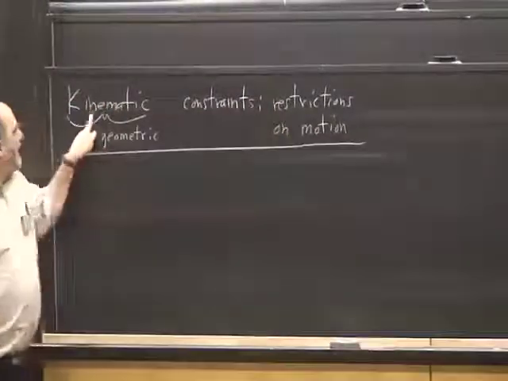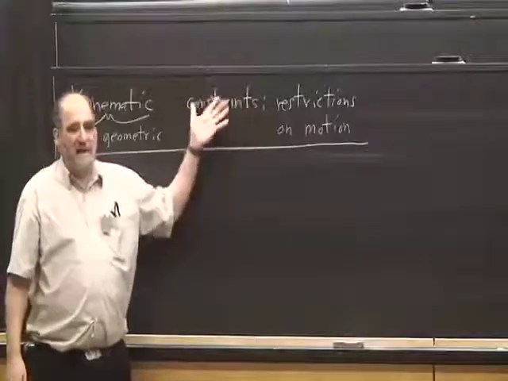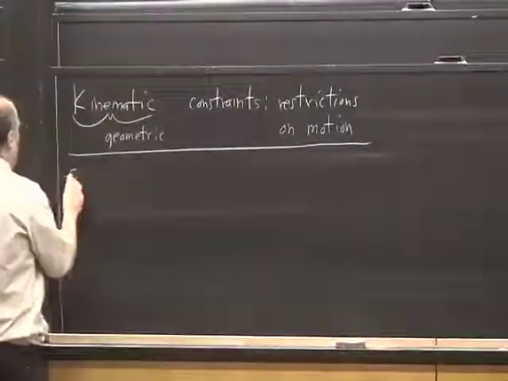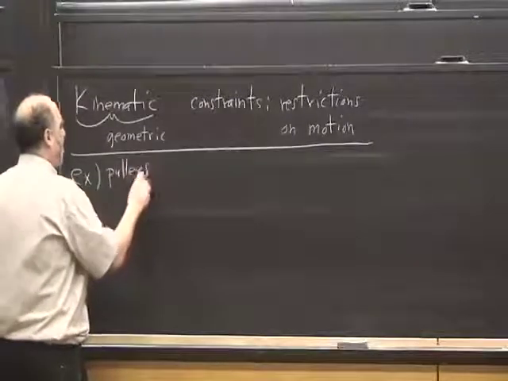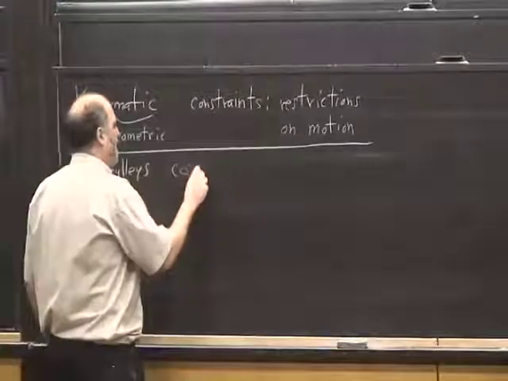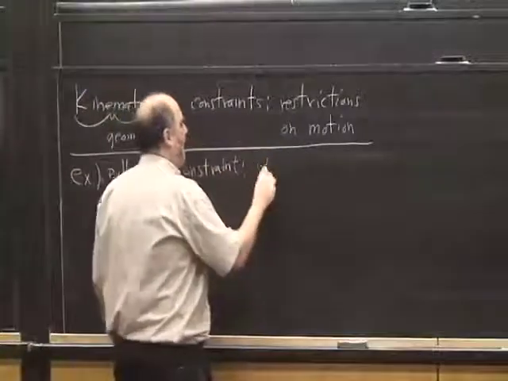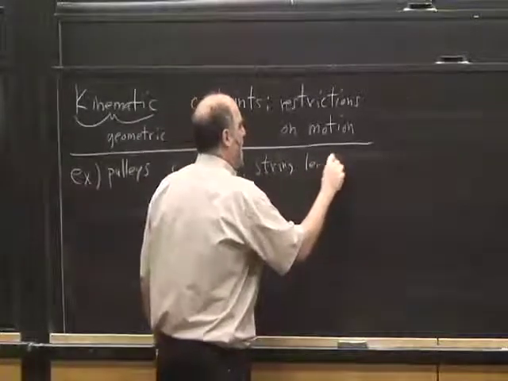What do we mean by kinematic? Kinematic means geometric. Constraint means it's a restriction on the geometry. So these are restrictions on motion. So the example that we've got so far is this pulley example. And what's the constraint? The constraint that we're dealing with is that the string length or the string lengths are constant.